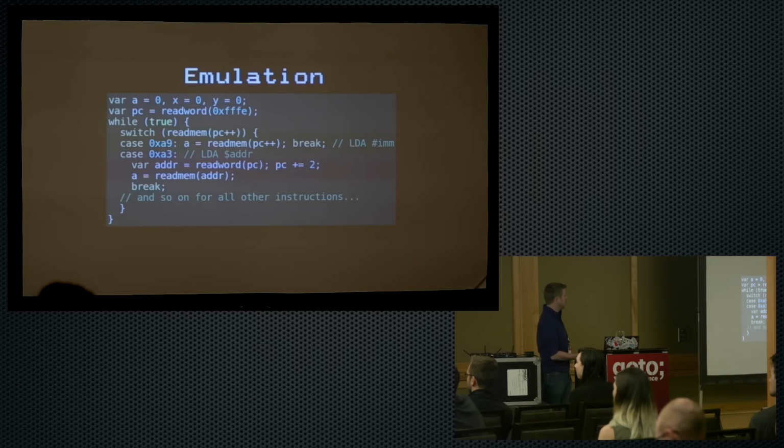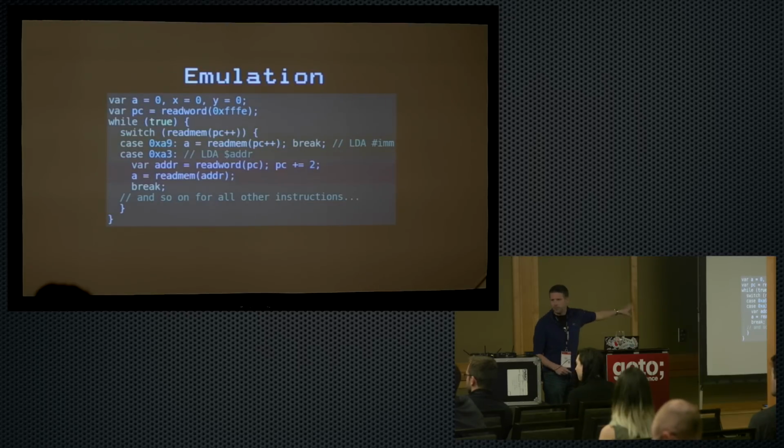Forever, read the next byte. We're assuming there's a function called readmem that's going to go away and read memory, whatever that means. We'll talk about that in a minute. Read the next byte, incrementing the program counter, and then switch on it. What does it mean? As we saw earlier, A9 is load A with an immediate value. So the code for that is going to be A equals readmem PC++. Let's just read the next byte and then put that into the A register.